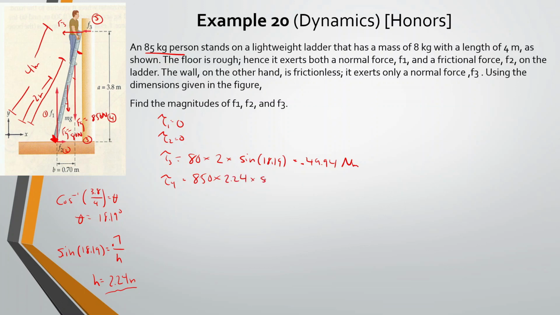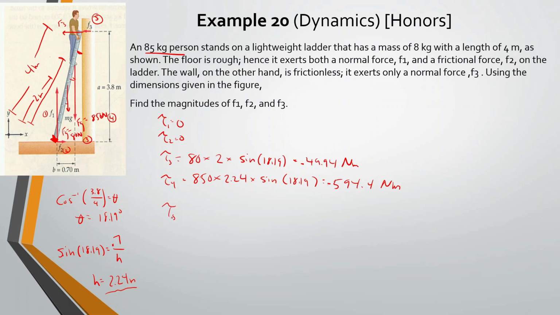So that's going to be 2.24 times sine. Again, it's the same small angle here, which we found to be 18.19. Let's put that in the calculator: 850 times 2.24 times sine of 18.19, and we get 594.4. And again, if we were to see this one rotate from this force, it would go clockwise, which would make this negative.